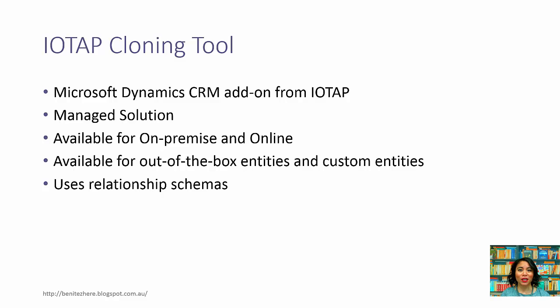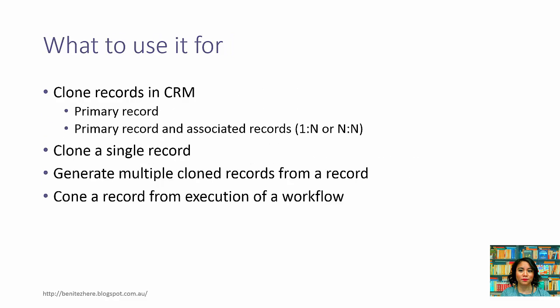And you can clone at a related record level. So for example, if you want to clone an account record and clone the associated contacts as well, you can do that. All you need to do is set up the relationship configuration.